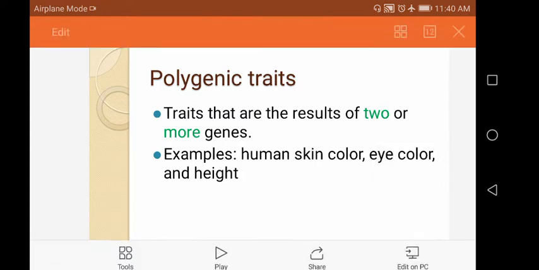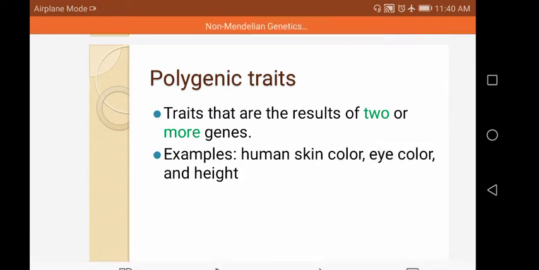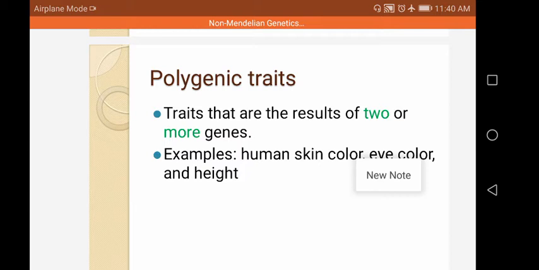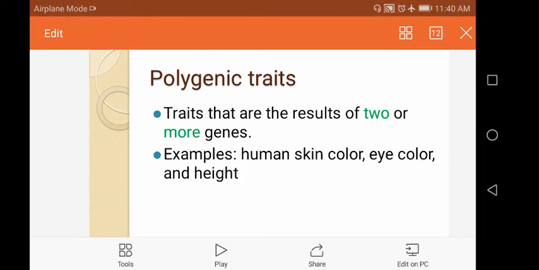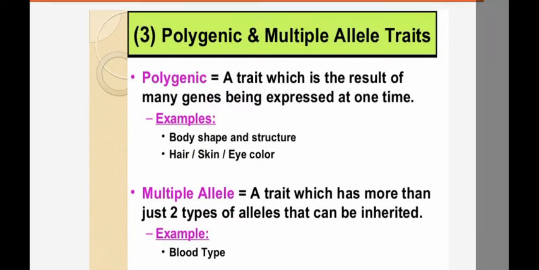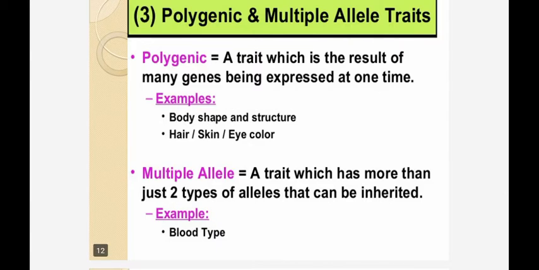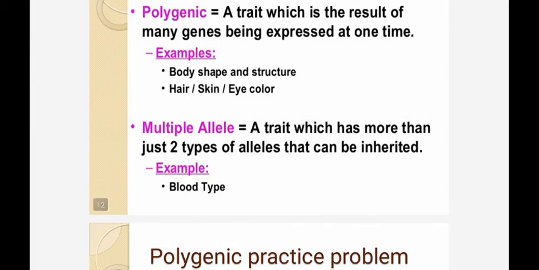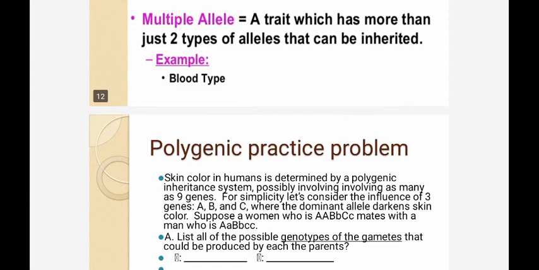Next, polygenic traits. Traits that are the result of two or more genes are polygenic traits. Example: human skin color, eye color, and height. In detail, a polygenic trait is the result of many genes being expressed at one time. Example: body shape and structure, hair, skin, and eye color. Multiple alleles I told you just before.